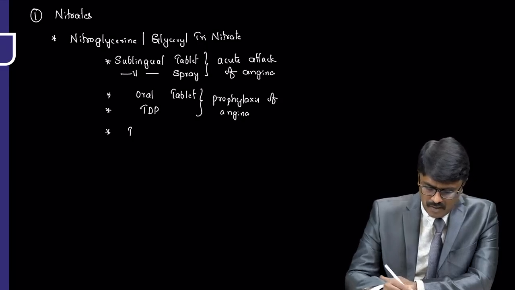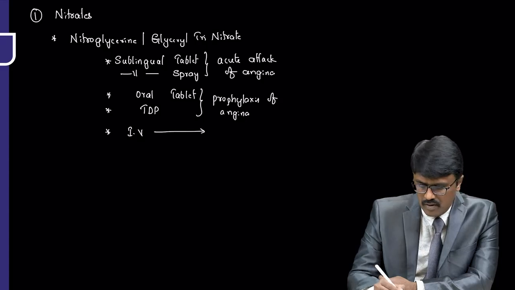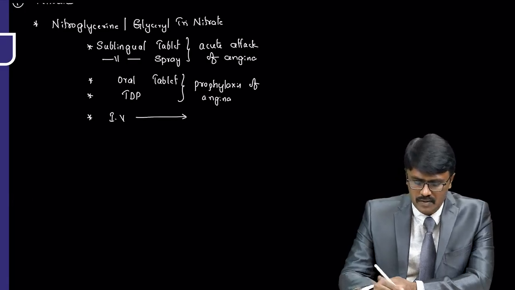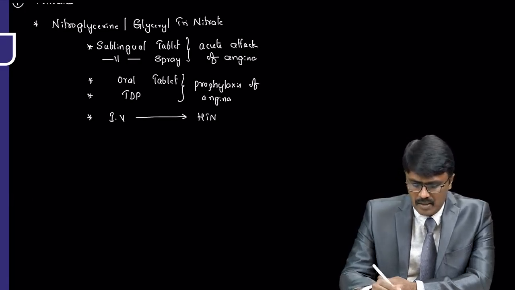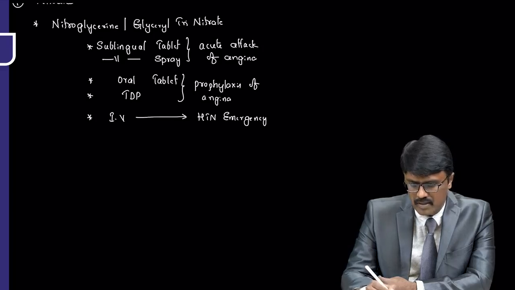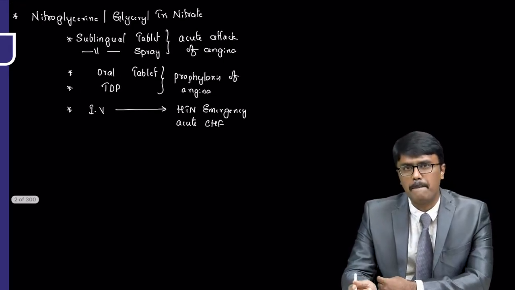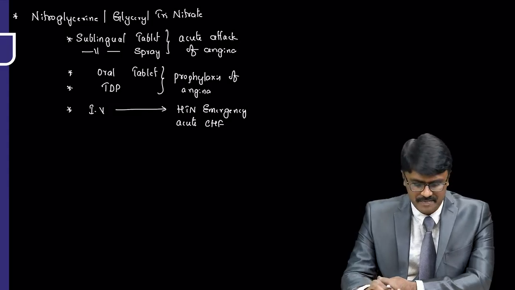We can also give it by the intravenous route. When do we give intravenous nitroglycerin? It is given in any hypertensive emergency. When you are managing a hypertensive emergency or a patient with acute heart failure, that is CHF, then we give it in this manner. A very beautiful drug, nitroglycerin, also called glyceryl trinitrate.